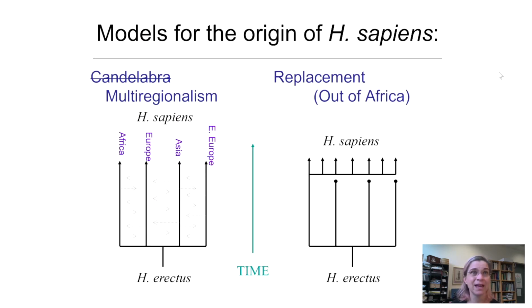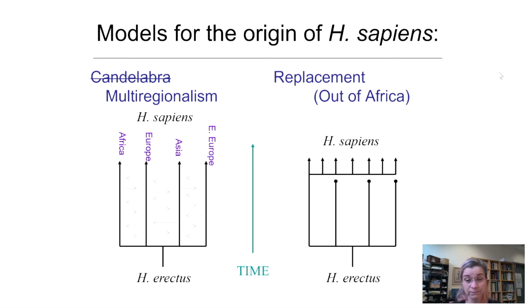Let me add to this a little bit. Now, you've seen this before. These are the models for the origins of Homo sapiens, the multi-regionalism and the replacement. We've tested these using the mitochondrial DNA and the Y-DNA evidence, and basically showed that when you look at those very restricted data points for mitochondrial and Y-DNA, you basically reject multi-regionalism. It looks much more like replacement.